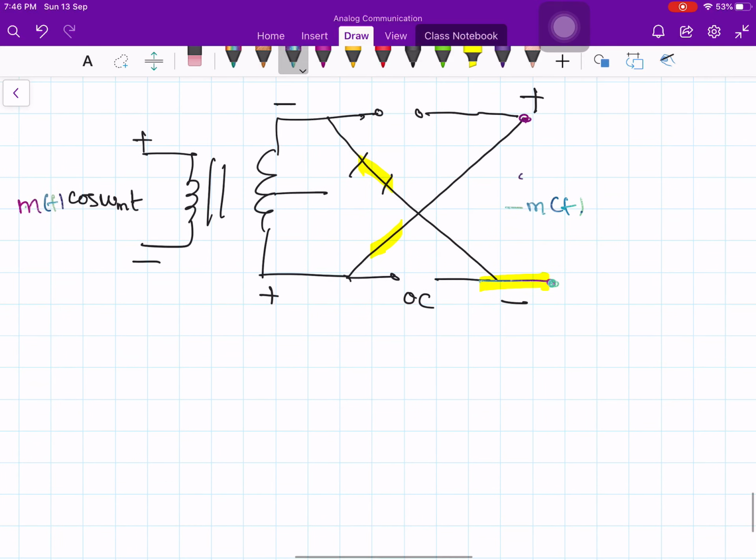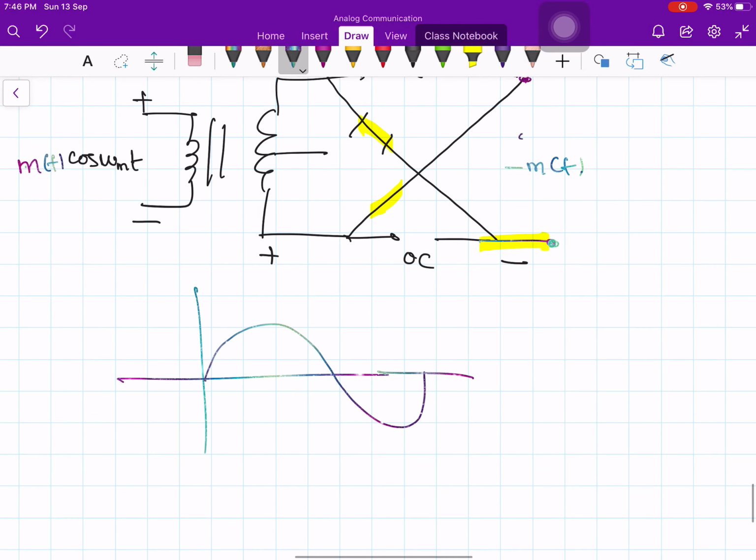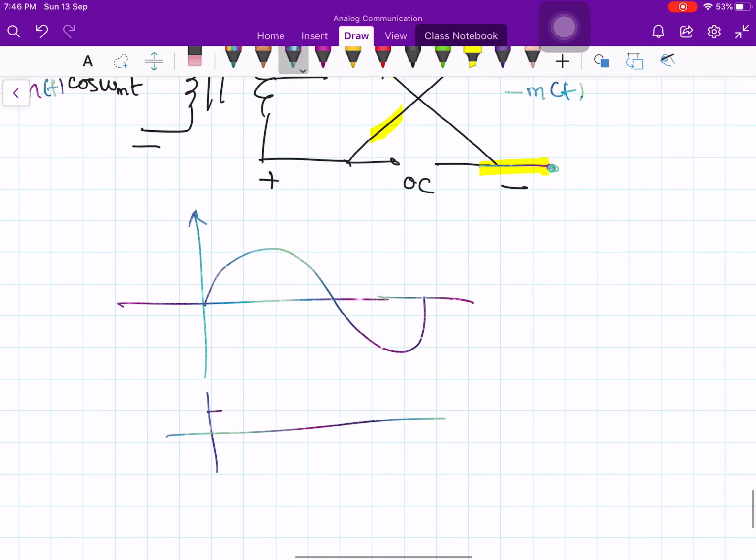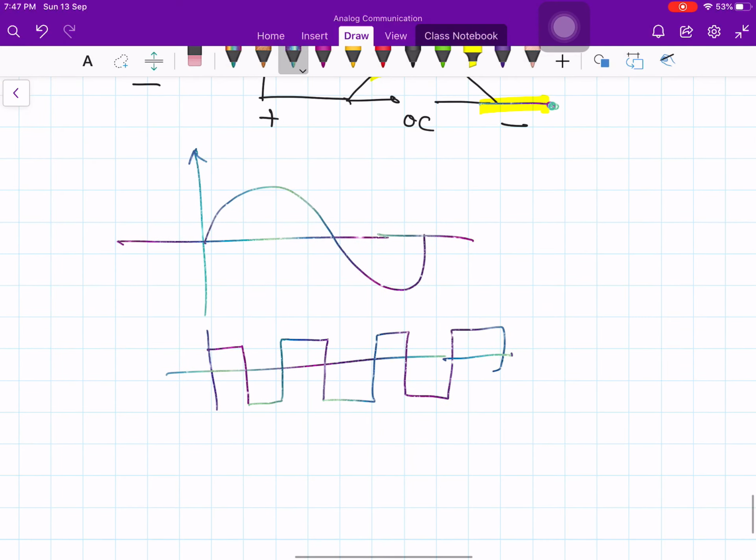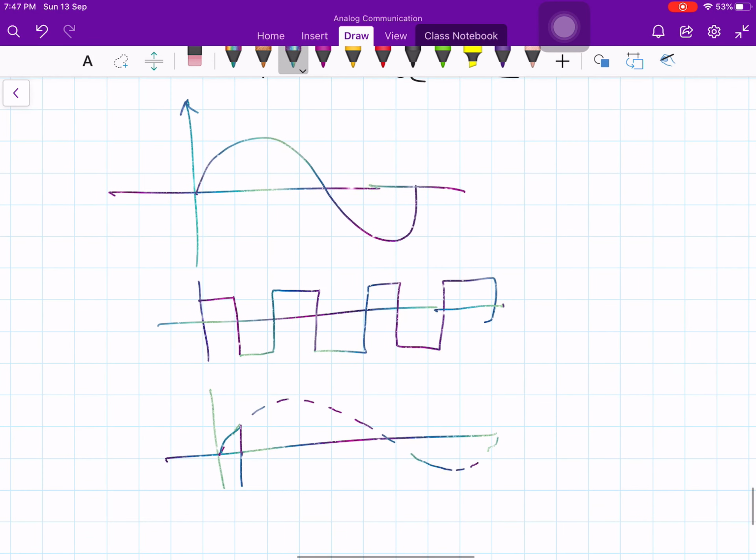So if you plot this, let us say this is my m of t sin omega c t, and it is switching between plus 1, again multiplying minus 1, plus 1, minus 1, and so on and so forth, right. So if you multiply that, multiplication like this, it goes like that, multiplication takes place.